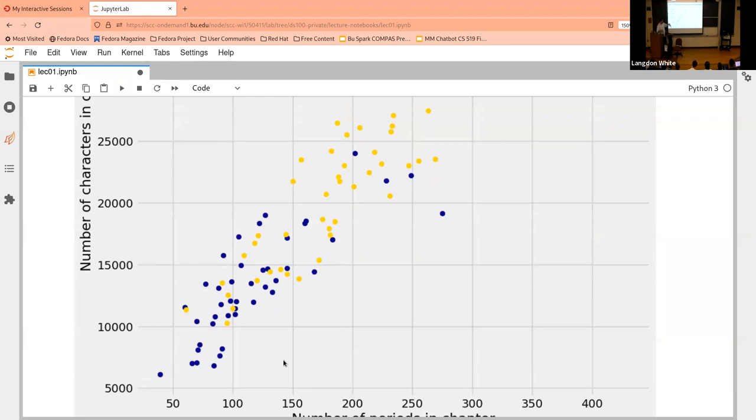Sentences versus character counts. We can start to say, okay, maybe there's a cluster here of the number of characters in a sentence. Does anybody notice anything interesting about this cluster? This probably will date you a little bit, but it's actually around 140 characters per sentence.